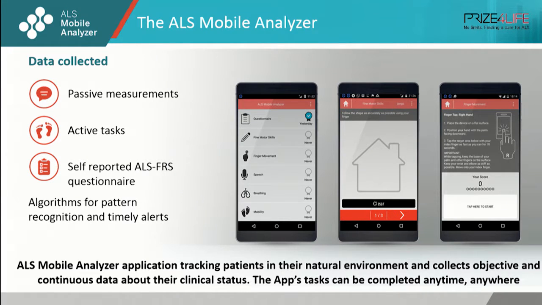Also, it contains the ALS-FRS questionnaire, but now it is self-reported and can be done every day or every week. And we use it for comparison to our tasks. And after collecting enough data, we are now starting to develop algorithms in order to identify disease patterns and subtypes, and also to develop recognition and timely alerts to clinicians.